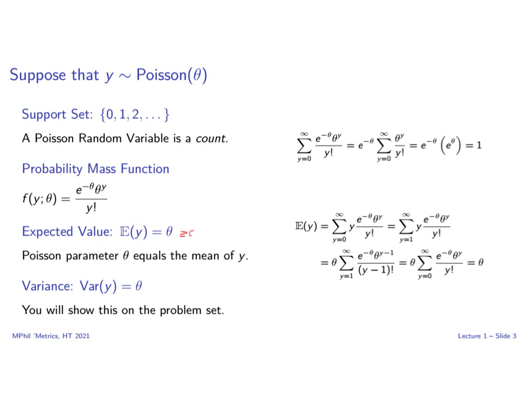I'm going to show you right now how to prove that the expectation of a Poisson(theta) random variable equals theta. On the problem set, you're going to use very similar reasoning to show that the variance is equal to theta as well.